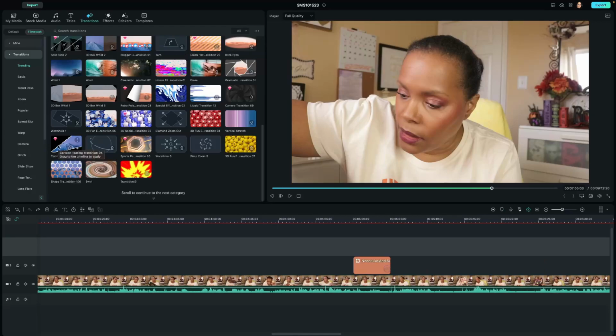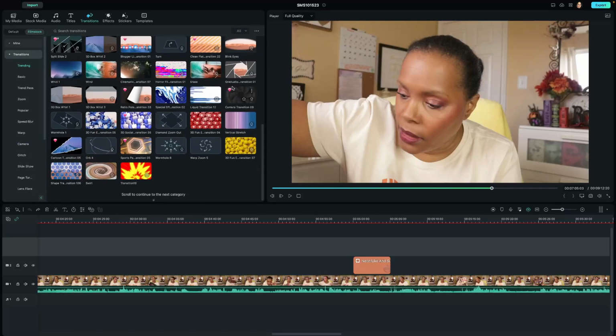And remember, like I said, if you see one with a pink diamond on it, you either have to have a subscription for the effects, or I think you have to pay individually for the transition or anything you see with this pink diamond on it.